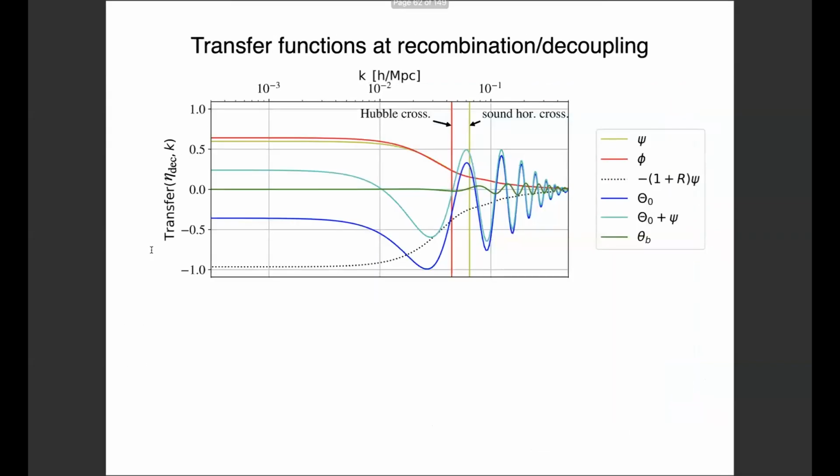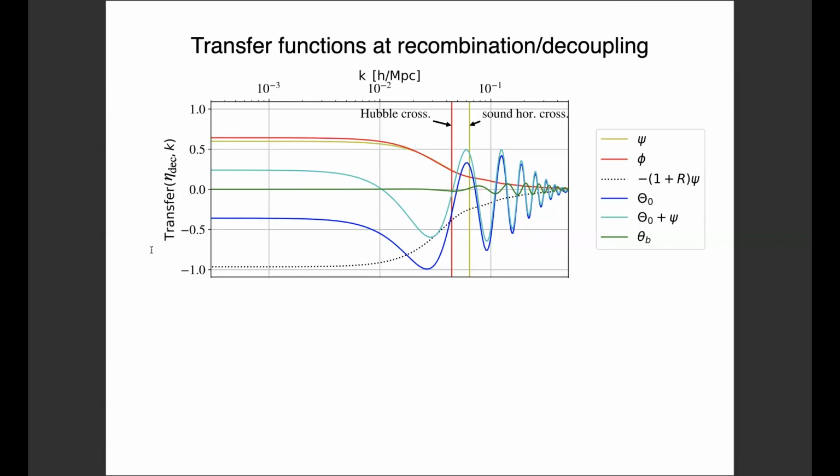But let's go slowly, step by step, and let's look first at this new plot. At first sight, it's the same plot as before. But in fact, it's not, because before I was fixing a k and looking at its evolution as a function of time. Now I'm doing the opposite. I'm fixing the time of decoupling, and I'm plotting the transfer function at the time of decoupling as a function of k. It looks like before because of this symmetry.